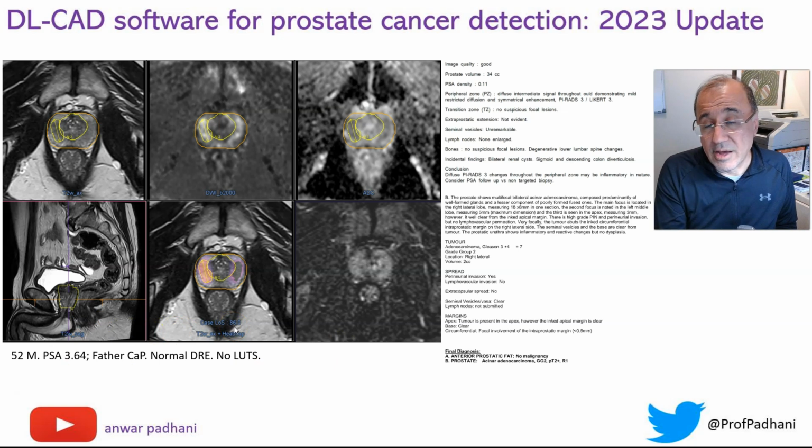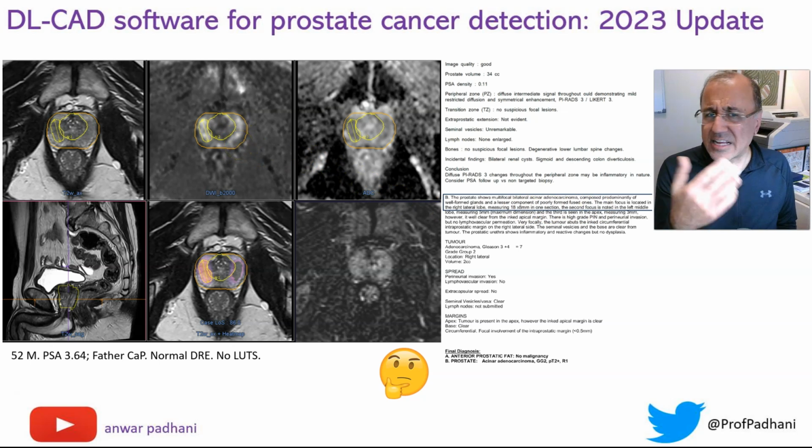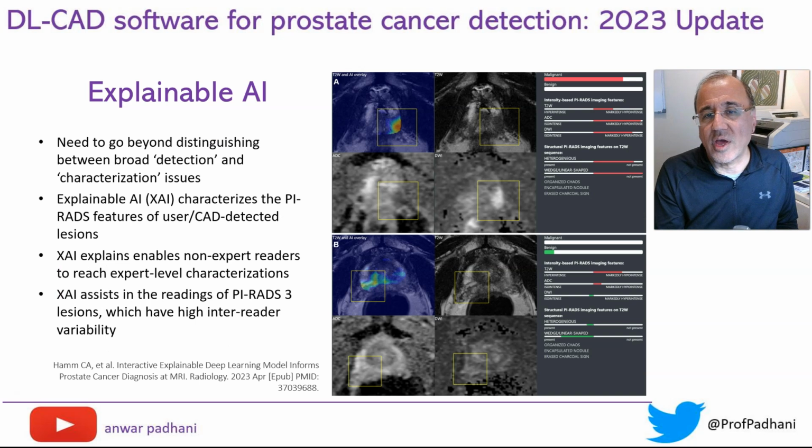So now, of course, the AI is correct on this occasion, because you can see on the right hand side here there was an 18 millimeter Gleason 3+4 cancer and a 5 millimeter lesion on this side. So the AI clearly sees something that's not obvious to the radiologist, that this is clearly abnormal, but we'd like an explanation for that. And this is where explainable AI comes in.